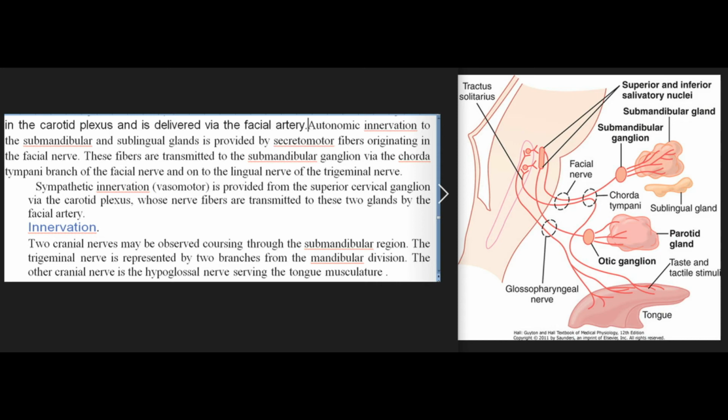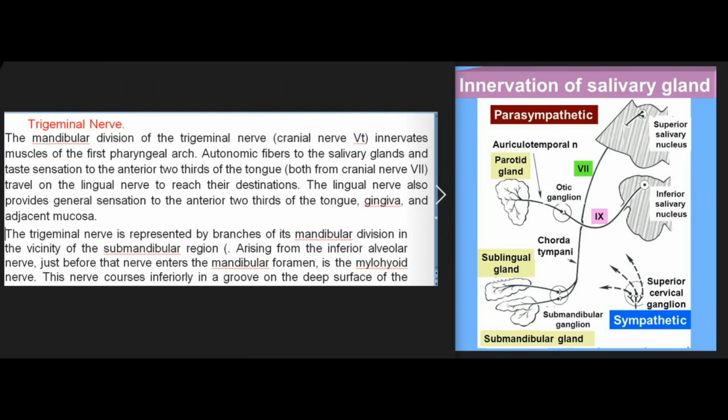Innervation. Two cranial nerves may be observed coursing through the submandibular region. The trigeminal nerve is represented by two branches from the mandibular division. The other cranial nerve is the hypoglossal nerve serving the tongue musculature.